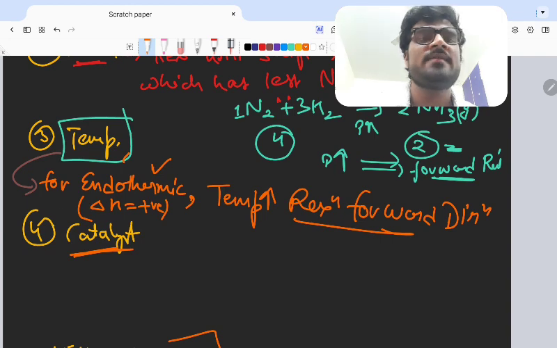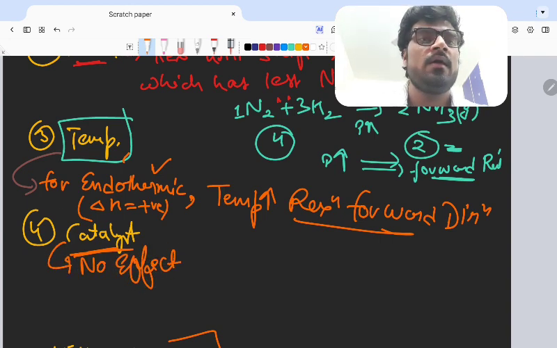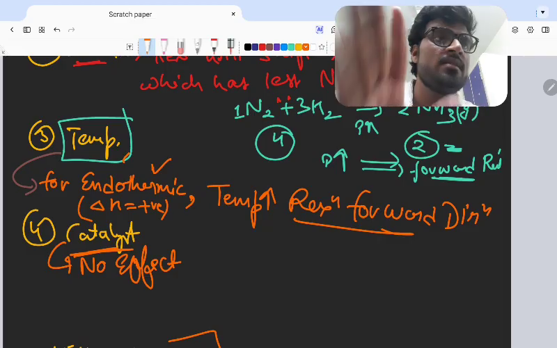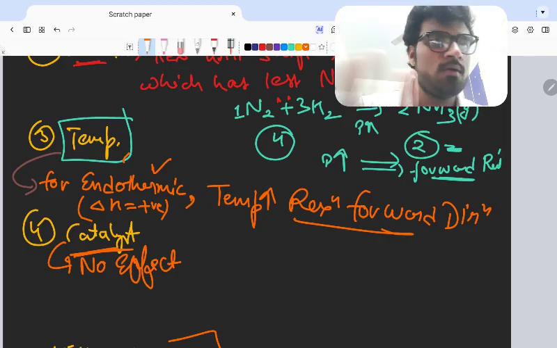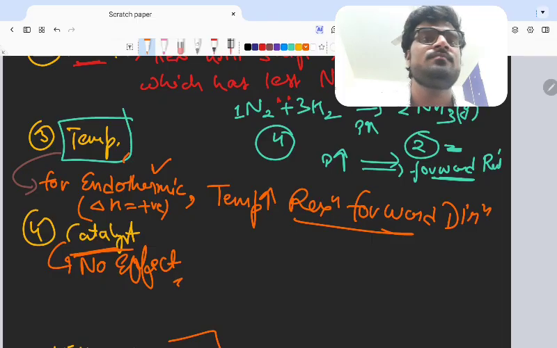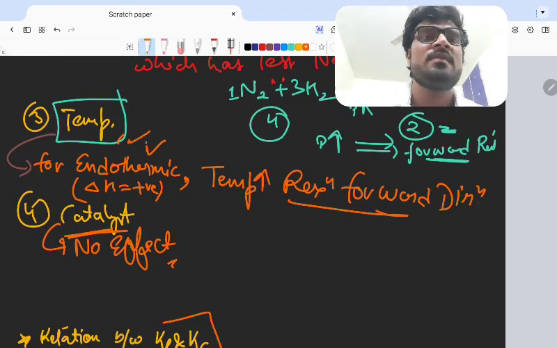The next point is catalyst, no effect. Just remember, catalysts do not play any role in changing the value of K or rate. Okay, you have to remember this thing. Okay, I want to give some examples of temperature.